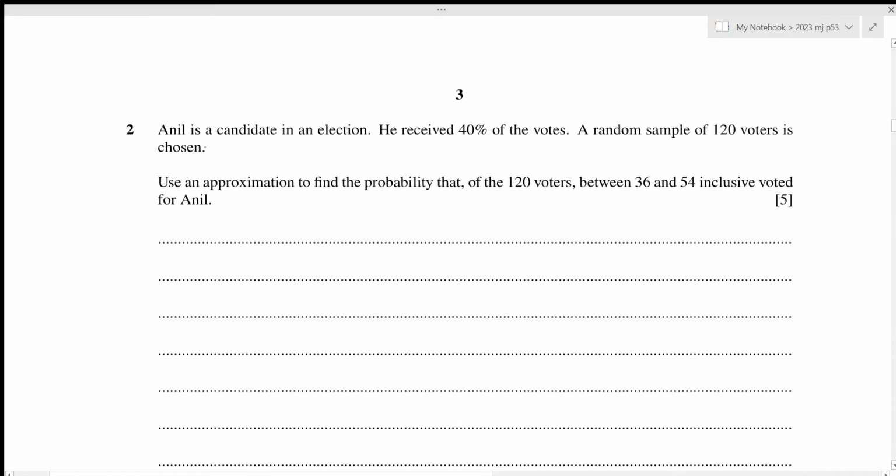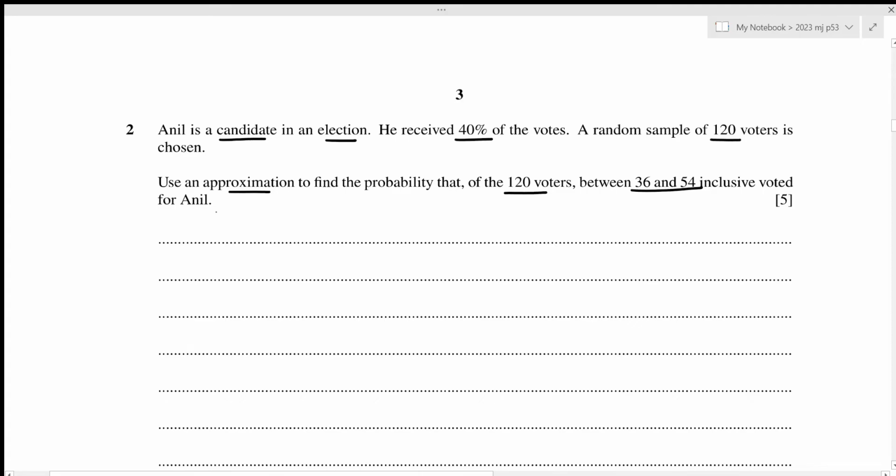Now for question number 2, Anil is a candidate in an election. He received 40% of the votes. A random sample of 120 voters is chosen. Now we need to use an approximation to find the probability that of the 120 voters, between 36 and 54 inclusive, voted for Anil.